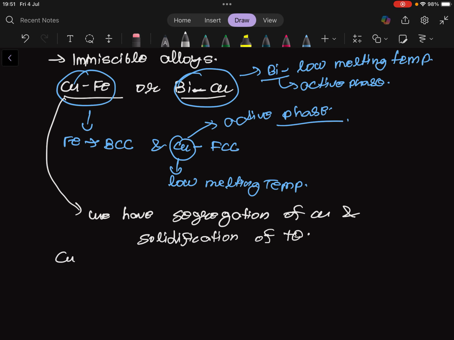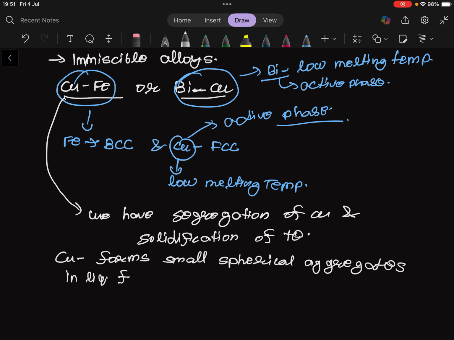Copper forms small spherical aggregates in liquid form inside the iron. So at the end of the solidification, we have spheres of copper surrounded by iron. In this case, we end up with a perfect PCM material.